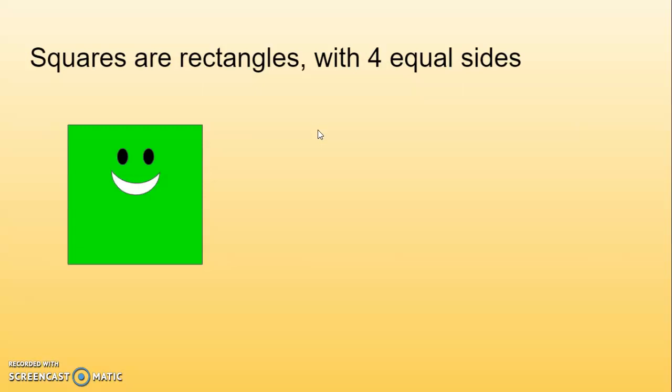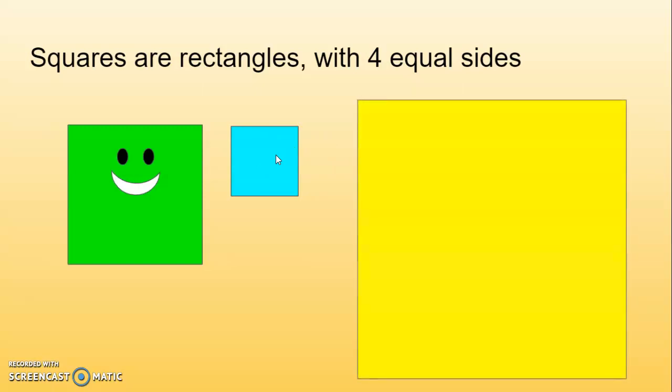Hey, wait a minute, I'm a rectangle. That's right, Sammy. You are a rectangle because you have 4 sides and 4 square corners, but all of your sides are the same size. Hey, that's cool. Here's another square. Same shape, but much smaller. This square is the same shape, but it's much bigger.